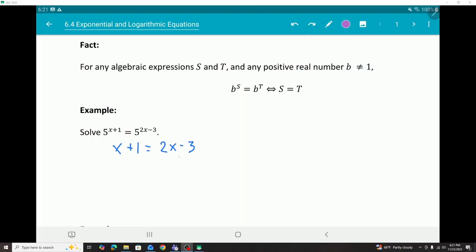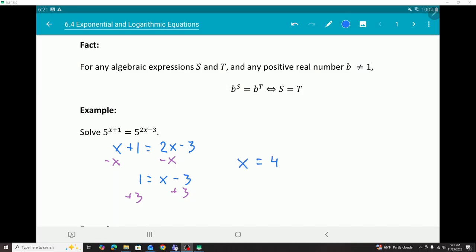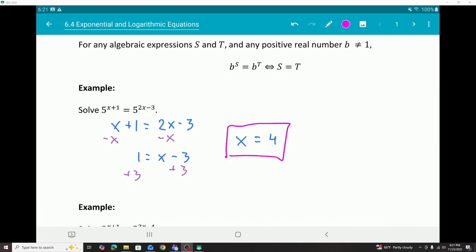So we keep going. I'm going to minus x from both sides. 1 equals x minus 3. Move this 3 over, plus 3, plus 3. And I get x is equal to 4 as my final answer. Okay, so x equals 4. We can always go back and test, plug it into the original equation. 5 to the 4 plus 1 is 5 to the 5. 5 to the 2 times 4 minus 3. 2 times 4 minus 3 is 8 minus 3 is 5. So in both situations, I get 5 to the 5. You can always double check you got the right answer.